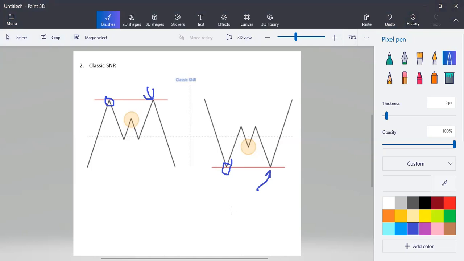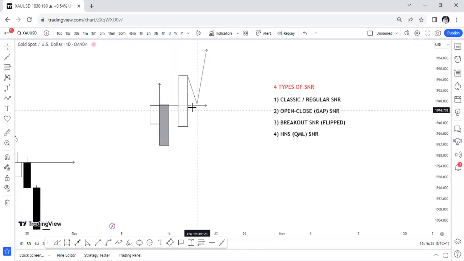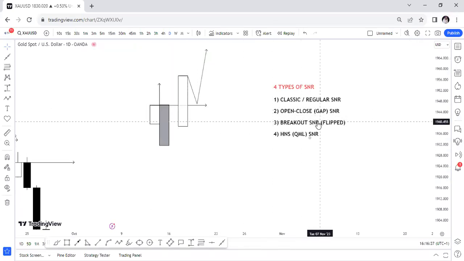Let me go to TradingView. Okay, yeah, this is TradingView. Then we are talking about the breakout of SNR. This is the third type of SNR, which we call the flipped.